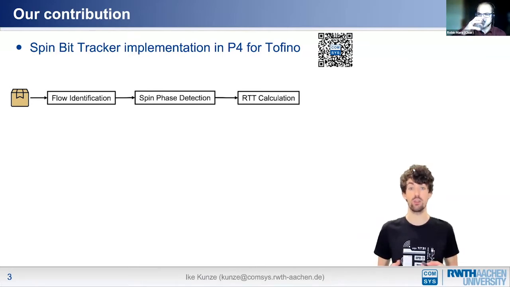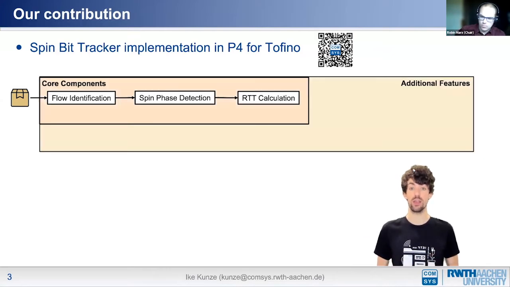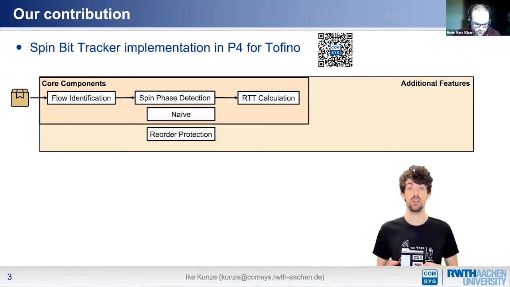In addition to these three core components of our tracker, we've also had to look at several other aspects which we think might help improving the measurement accuracy or how network operators can interact with the measured data. The first thing that we have taken a look at is reordering protection, where we have experimented with two mechanisms in addition to the naive spin phase detection that we've already implemented in the core.